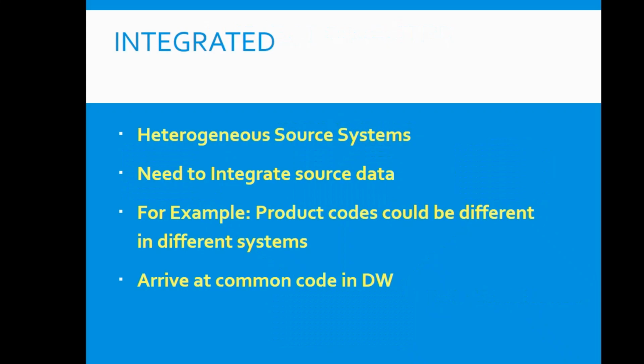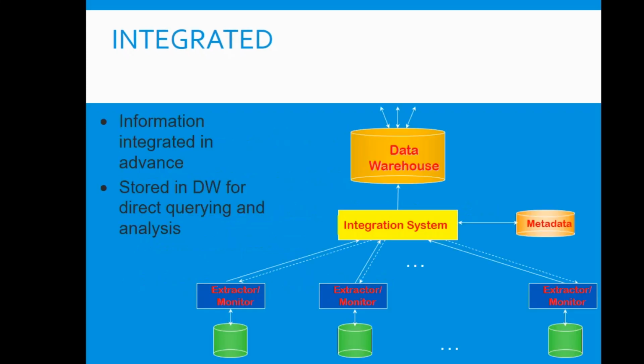Integrated. Heterogeneous source systems need to integrate your source data. For example, product codes could be different in different systems, so you have to make it into a single and consistent product code, and they arrive at a common code in the data warehouse. When I say integrated, that means that all the information of the different sources is integrated well in advance, and it's stored in the data warehouse for direct querying and analysis. And this is what is shown in the figure.